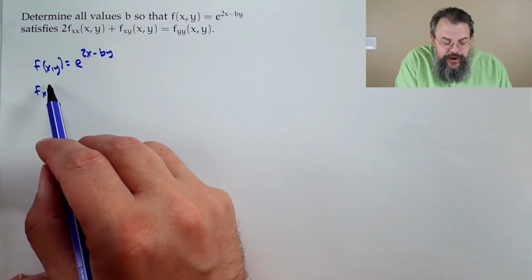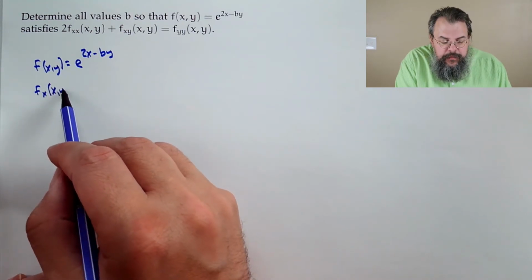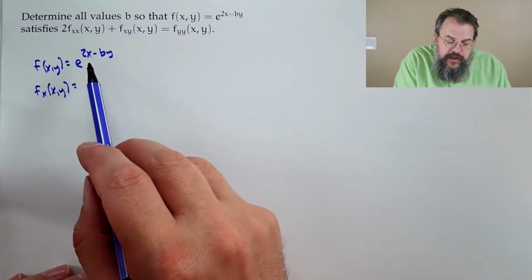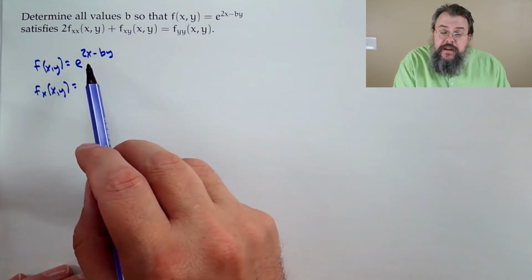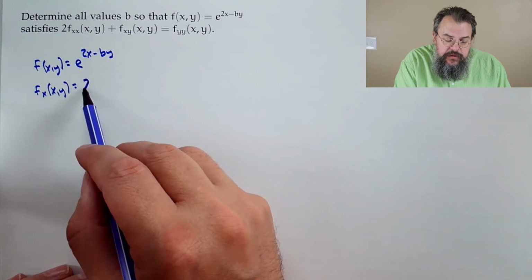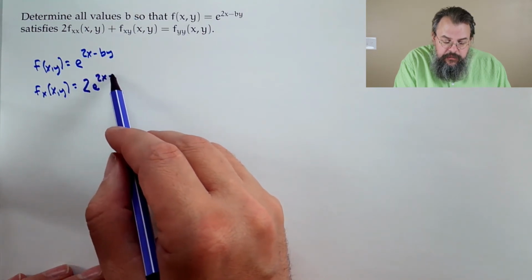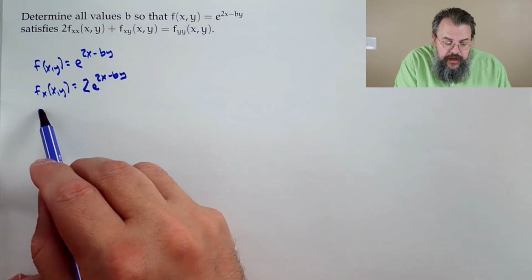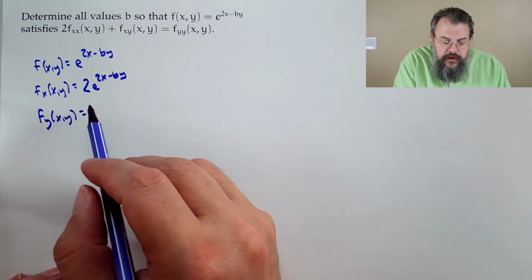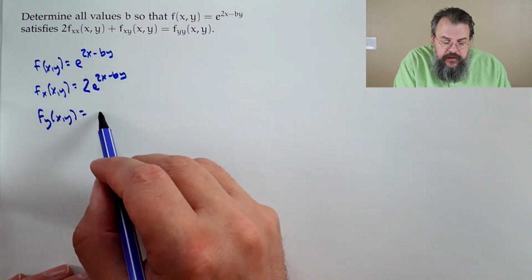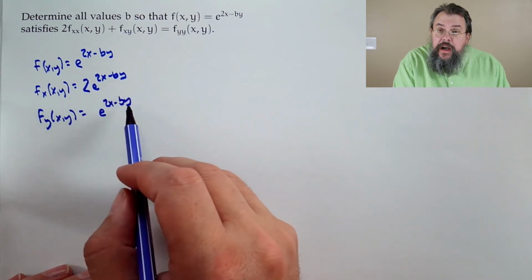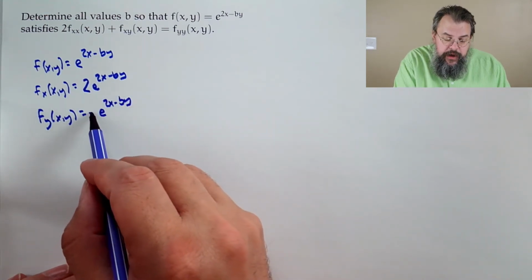That's okay. No problem. So f sub x, well, you'll notice here it's e to something. So you just have to take the derivative of something and multiply that. The derivative of 2x minus by with respect to x would be a 2. So it's 2 e to the 2x minus by. F sub y of x y, well, again, it's e to something. So it's e to that something times the derivative of the inside with respect to y, which would be minus b.